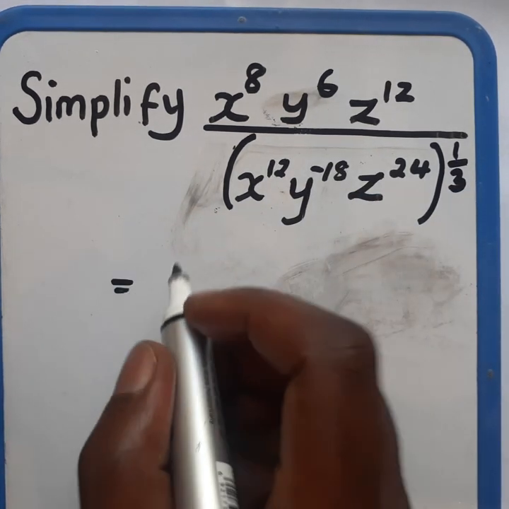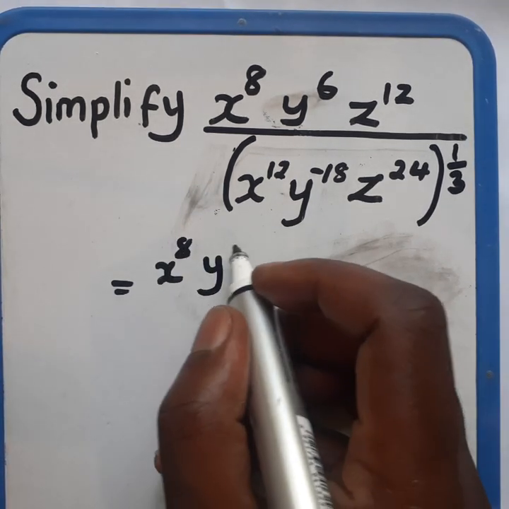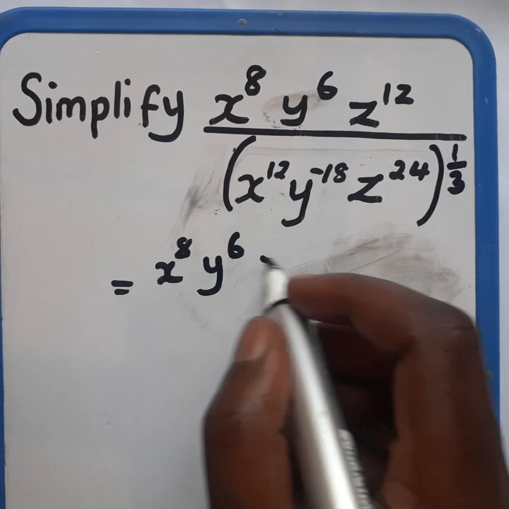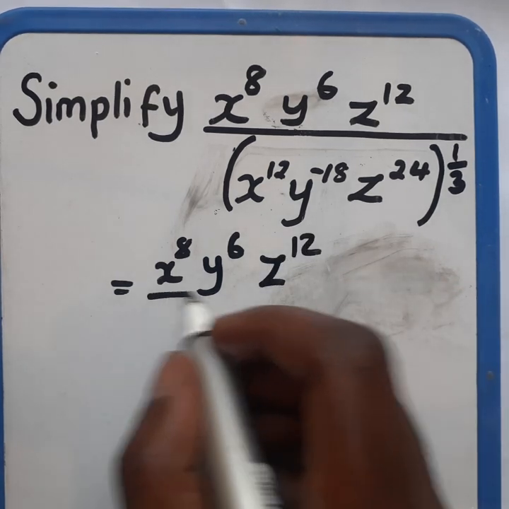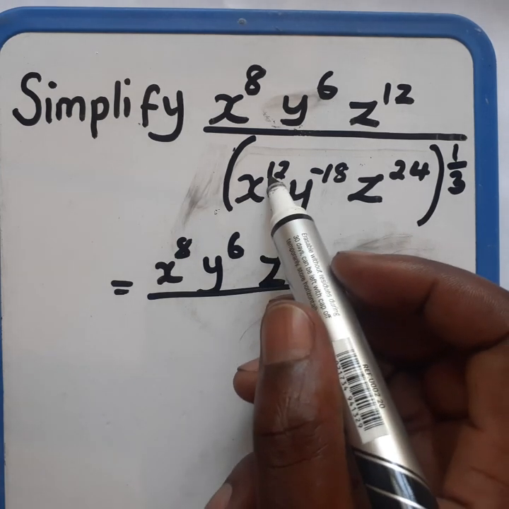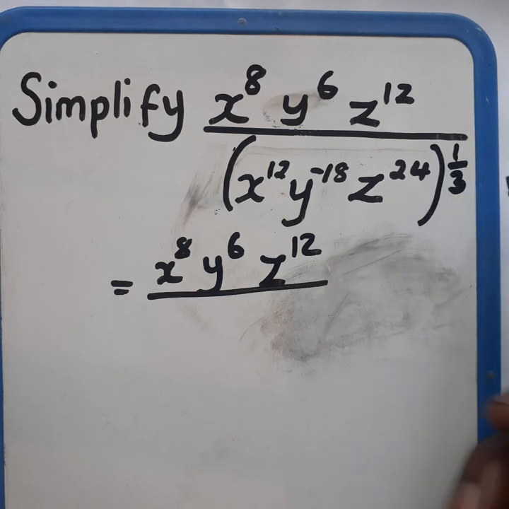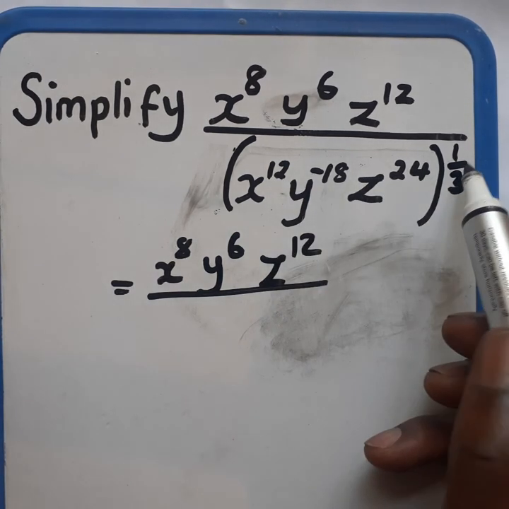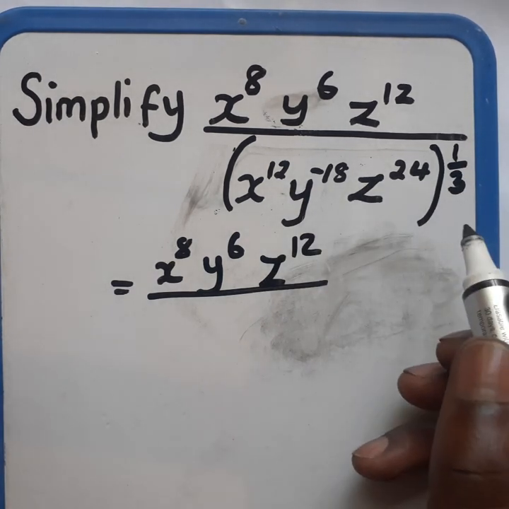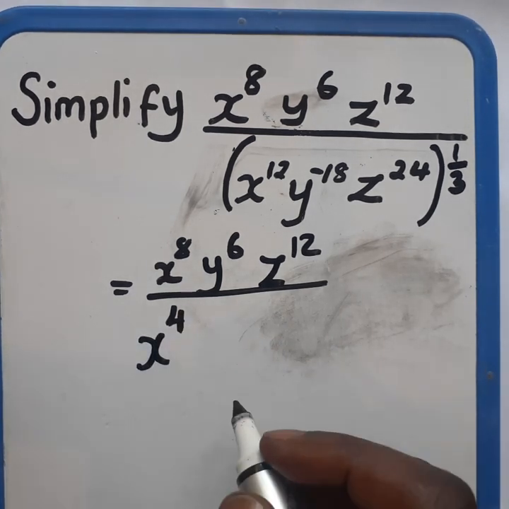So I'm going to say x to the power 8, y to the power 6, then z to the power 12 over 3. Now we have to multiply each one of these. So 12 multiplied by 1 over 3. What are we going to get? That gives us x to the power 4.